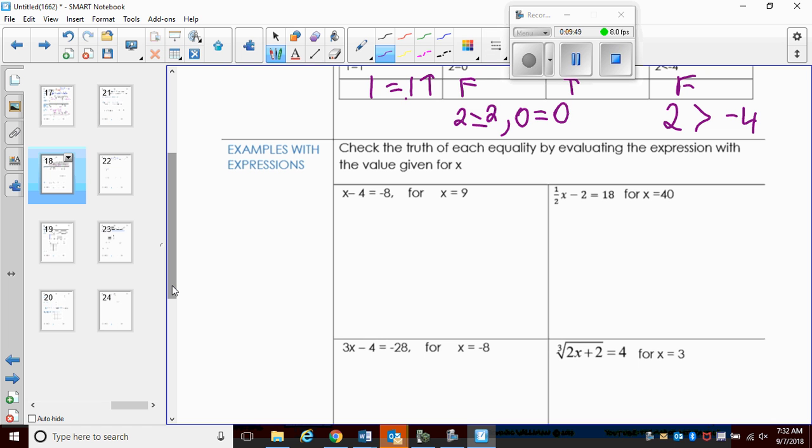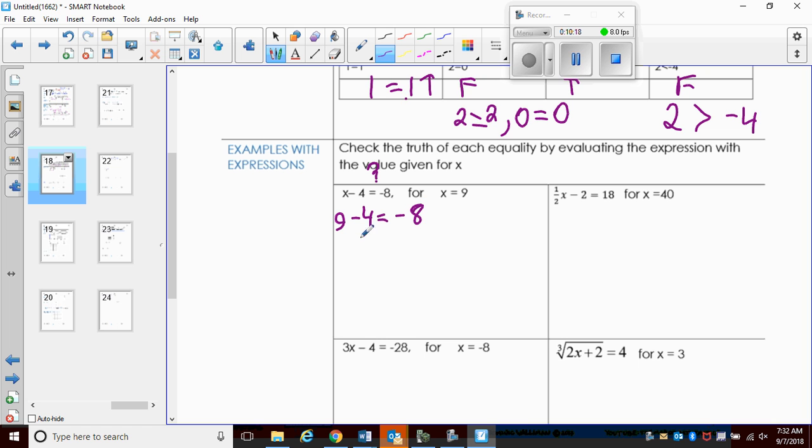When we're checking the truth of equations, typically you're substituting back into the expression, and you're going to check the truth of the statement. The way you start, you put a question mark above the equal sign, okay? And we're going to substitute in 9 minus 4 equals negative 8. Does 9 minus 4 equal negative 8? That's the question we're asking.